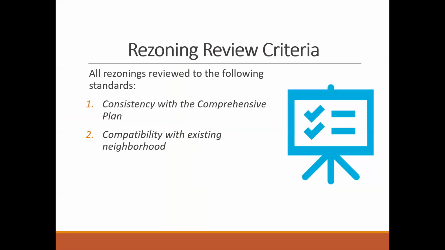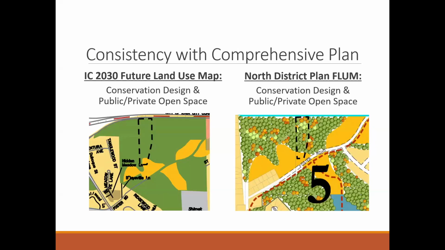There are two criteria used to review all rezonings: 1, consistency with the comprehensive plan, and 2, compatibility with existing neighborhood. The following slides will summarize staff's analysis of how this proposal meets these criteria. So on this slide, we'll talk about consistency with the comprehensive plan. We have an image from the future land use map from the comprehensive plan IC 2030, and then to the right-hand side, we have the North District's plan future land use map. So a future land use map functions as a conceptual future vision.